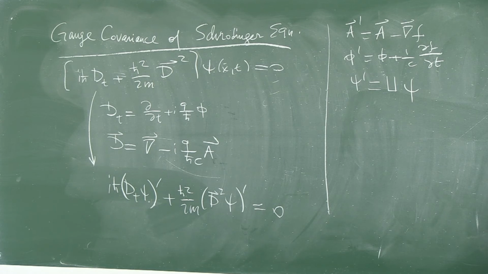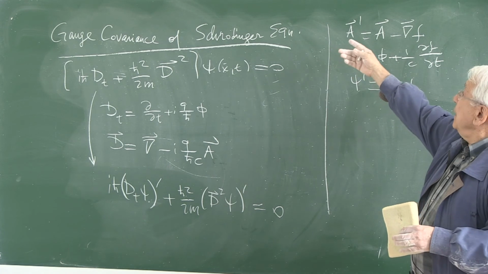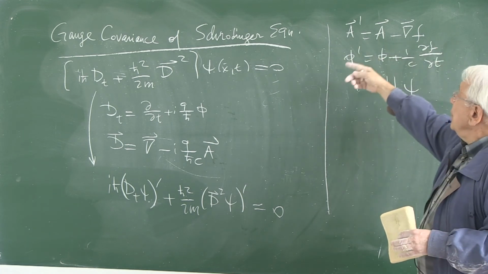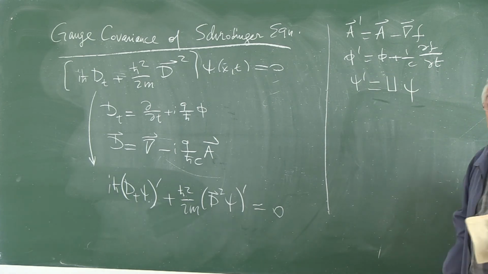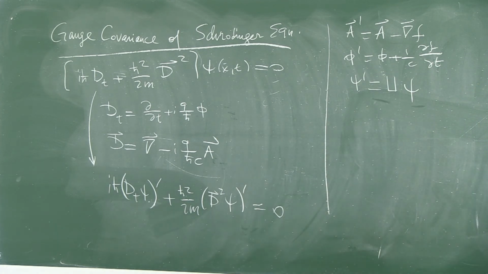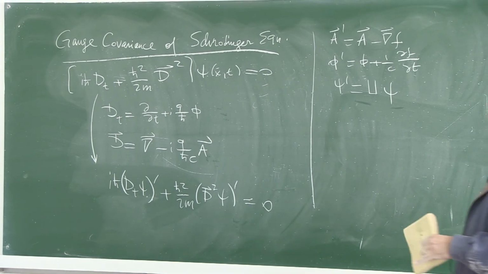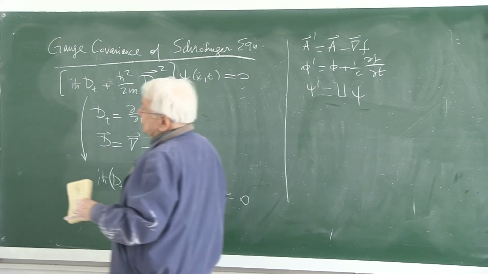That is, whatever that expression is, it must have the same form, provided that I change all of them simultaneously. A goes to A′, which is this. Phi goes to φ′, which is this. Psi goes to ψ′, which is this. What is the form of U? I will determine it along the way. So while achieving the covariance, I will be able to find the U that ψ should undergo. How do we do this?